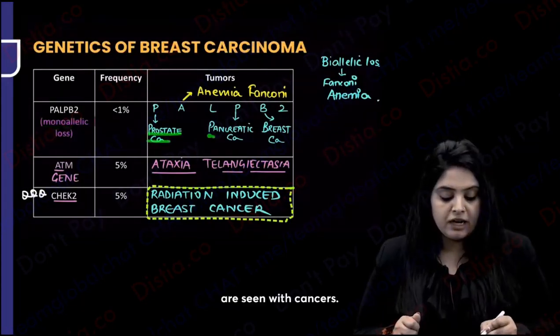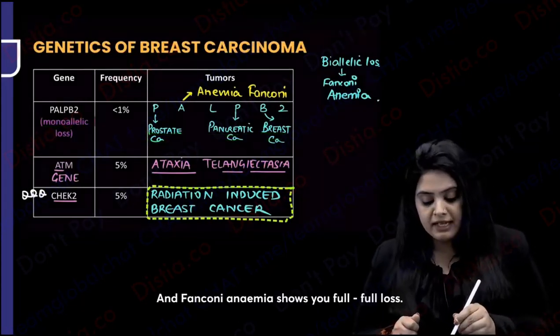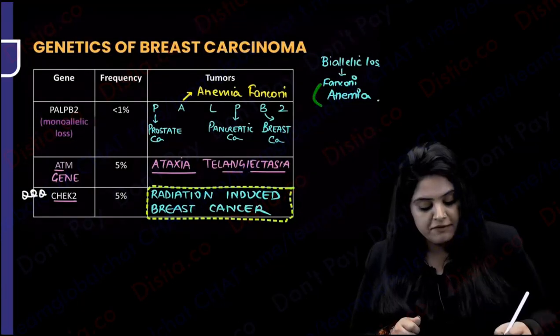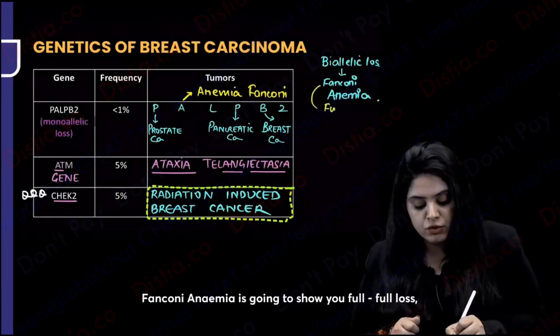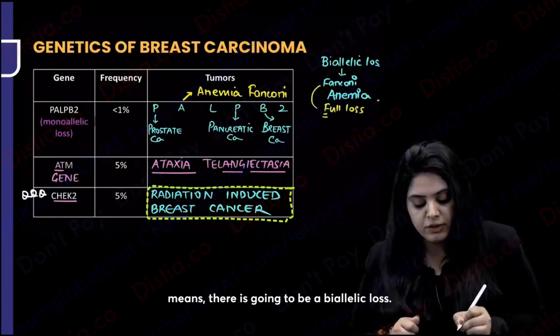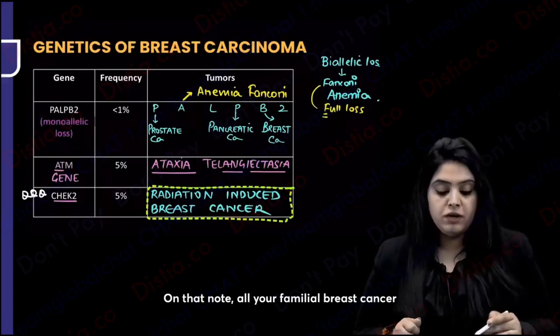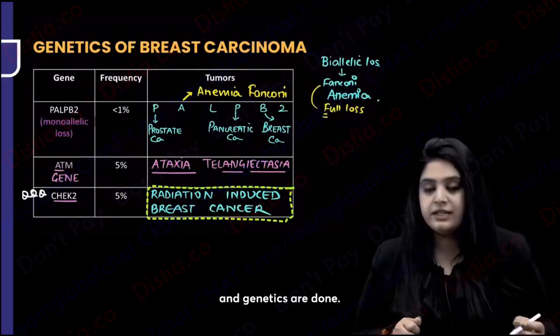Monoallelic losses are seen with cancers, and Fanconi anemia shows you full loss. That is how I've learnt it. Fanconi anemia is going to show you full loss, means there is going to be a biallelic loss. On that note, all your familial breast cancer and genetics are done.